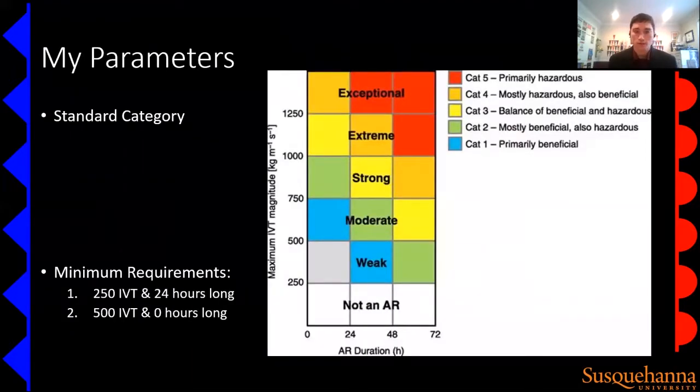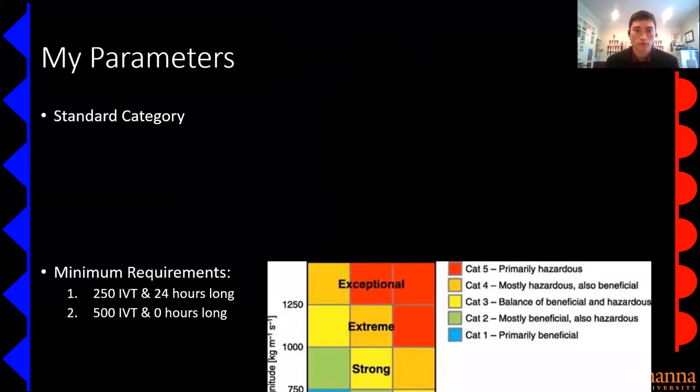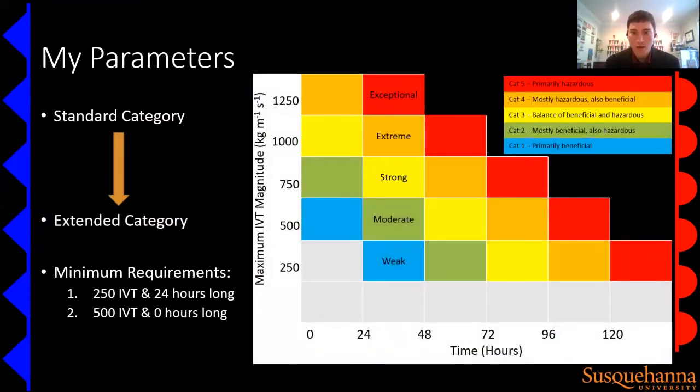And so for this study, I had to extend the scale out to the right to match some of the ARs that I got from my results. And so I went out past 72 hours and continued in the diagonal formation and color scheme that was created by the original scale.